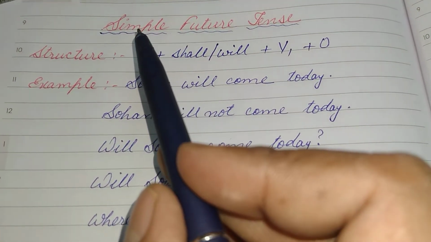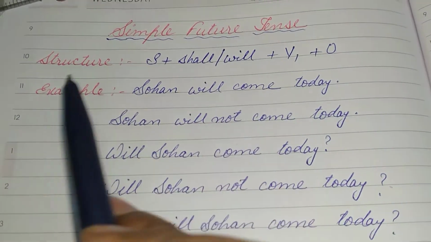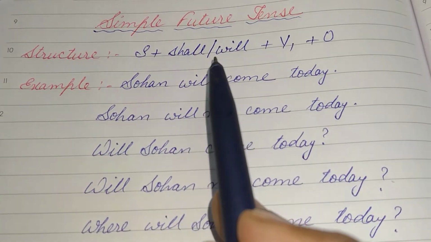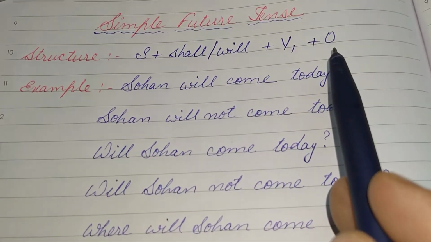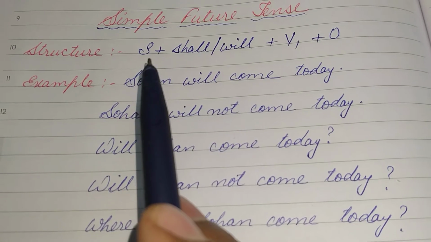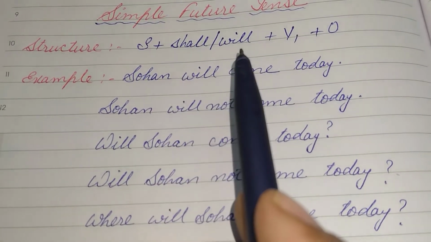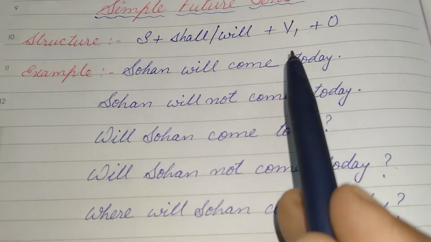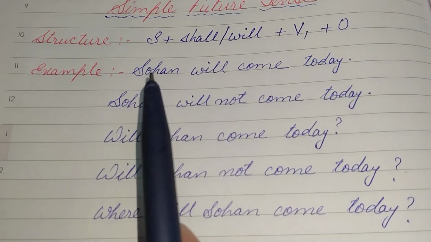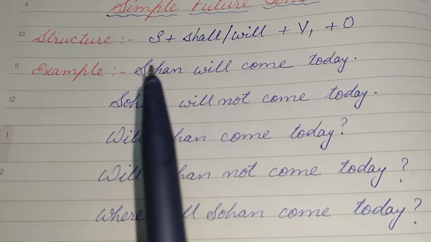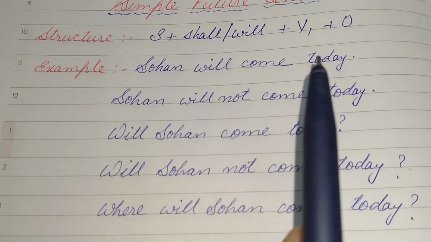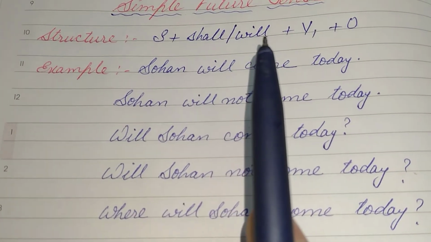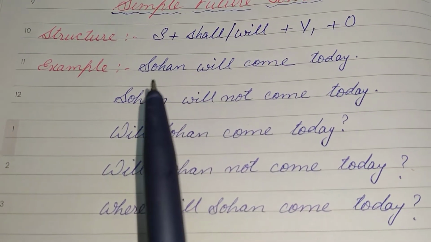Now see, in simple future tense the structure will be subject, shall or will, verb 1 and then object. First we use subject, then we will use shall or will according to the subject, then verb 1 and then object. Take this example. Sohan will come today. Generally we use will with all the subjects except I.